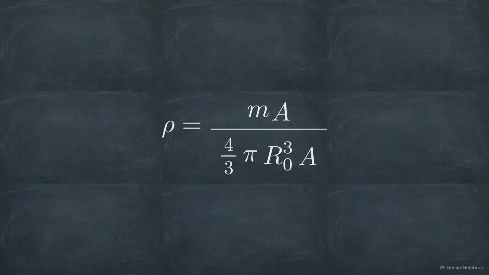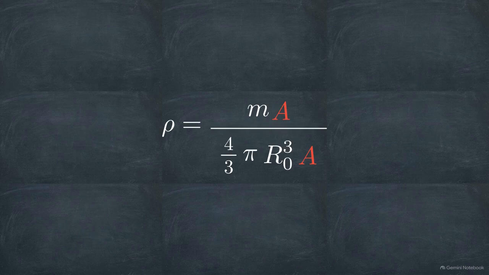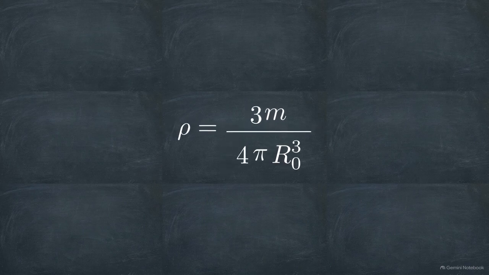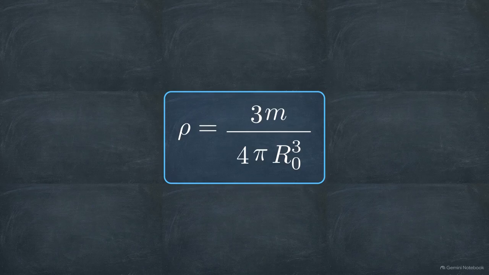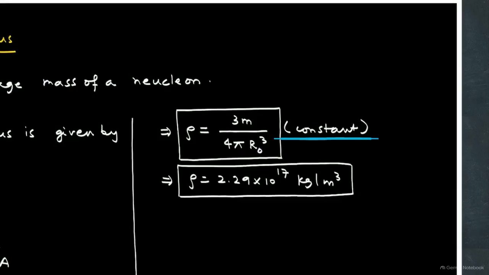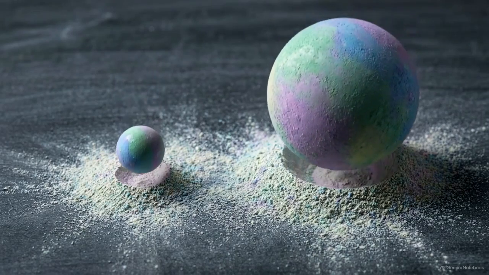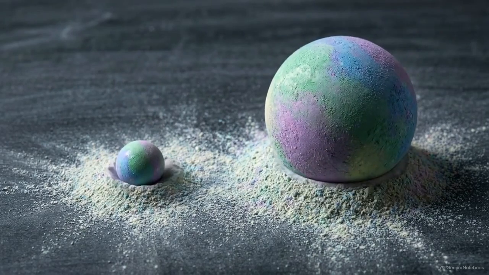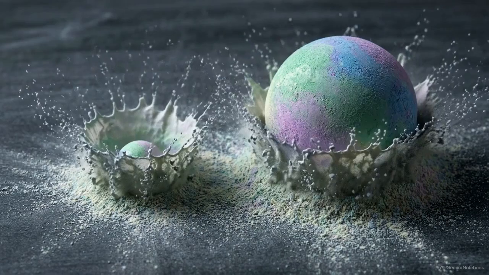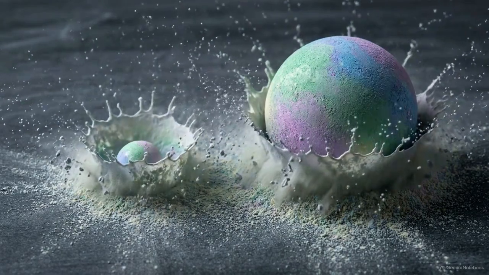The mass number variable A appears in both the numerator and denominator. Being common to both, it cancels out entirely. The remaining equation consists only of constants, 3 times the nucleon mass, divided by 4 pi r0 cubed. The notes confirm that this final value is a constant. This cancellation proves nuclear density is independent of mass number. No matter how many nucleons are present, the internal density does not change.